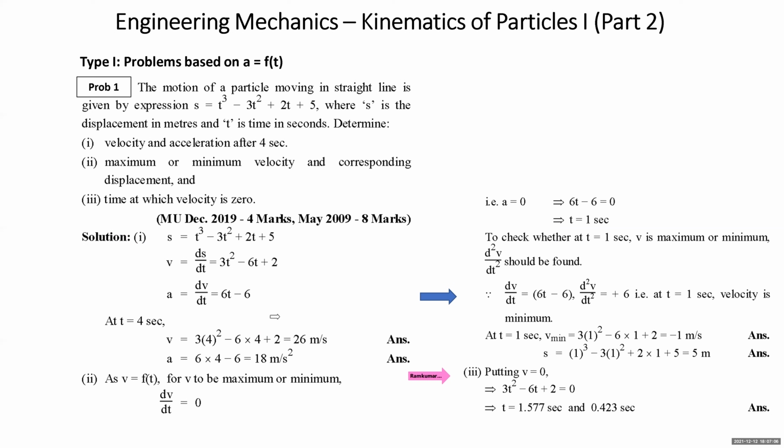The third part of the problem is that you need to find the time when velocity is 0. Simply put velocity as 0, right? So the velocity expression is equated to 0, and you get two values of t, 1.577 second and 0.423 second. Both values of t are valid. You'll say in the answer, t is equal to 1.577 second and 0.423 second, velocity is 0.